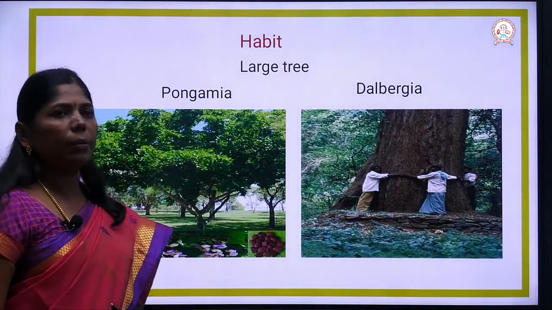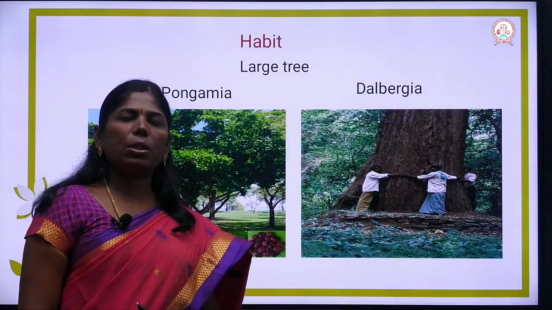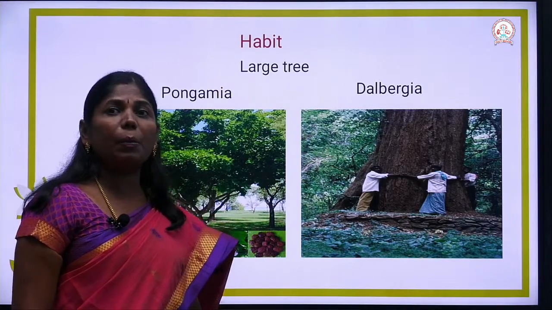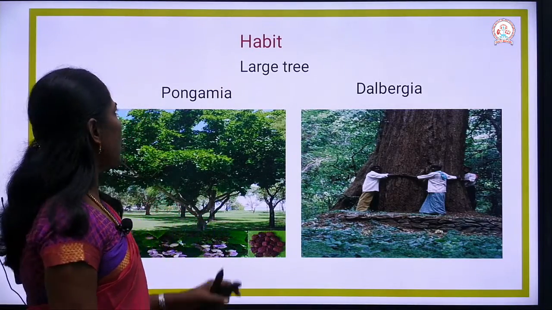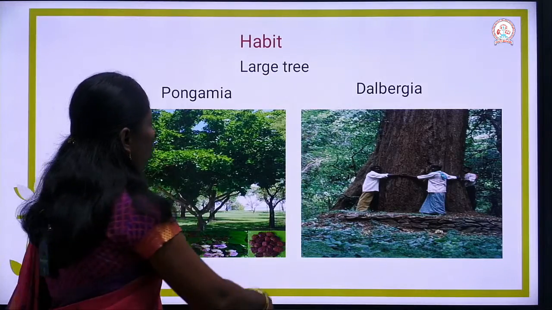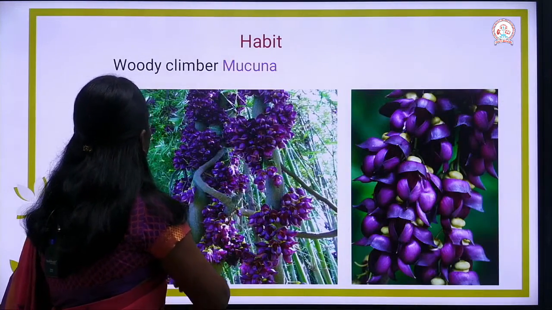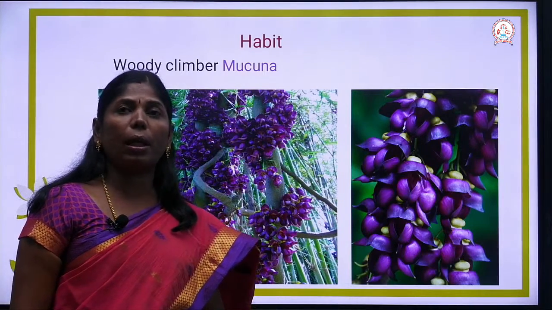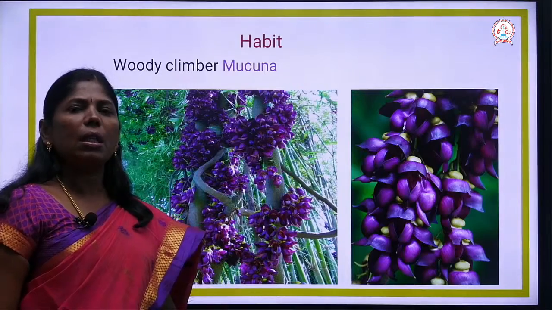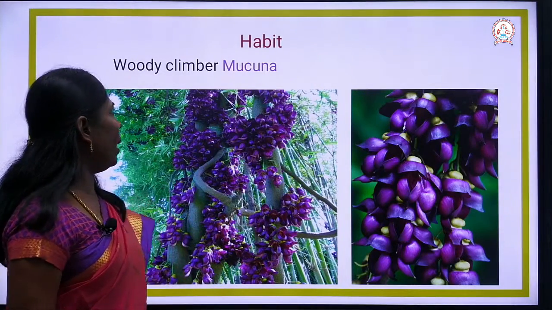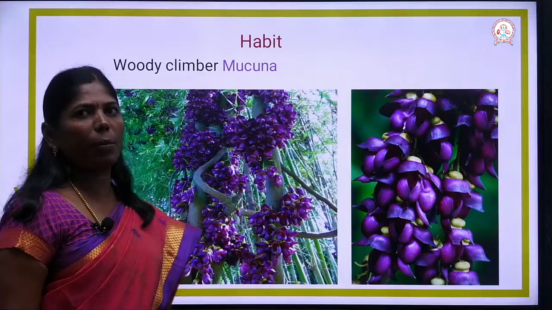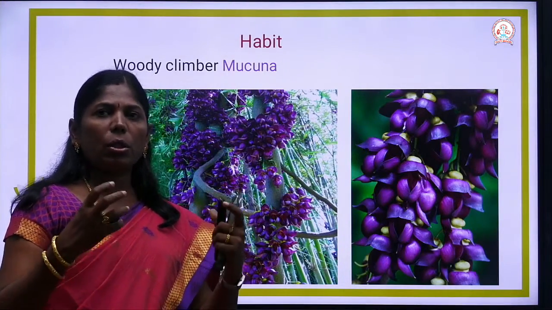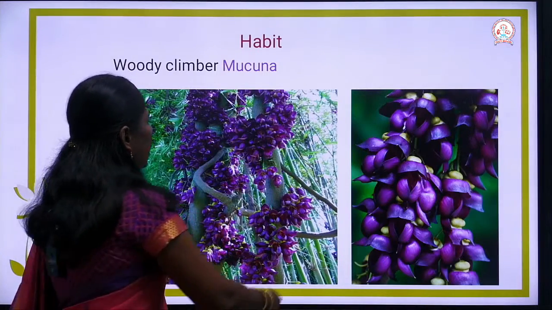Another one is large trees, which are definitely very big trees. Pongamia and Dalbergia are examples for that. Another one is woody climbers, which look like a liana. We studied this in the second chapter. Mucuna is an example. If a climber is very woody, we call it a liana. That is a woody climber.